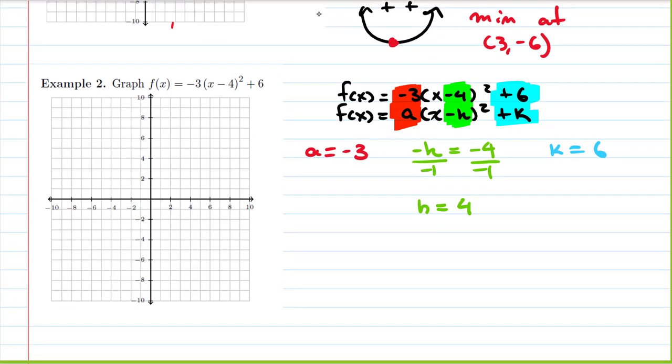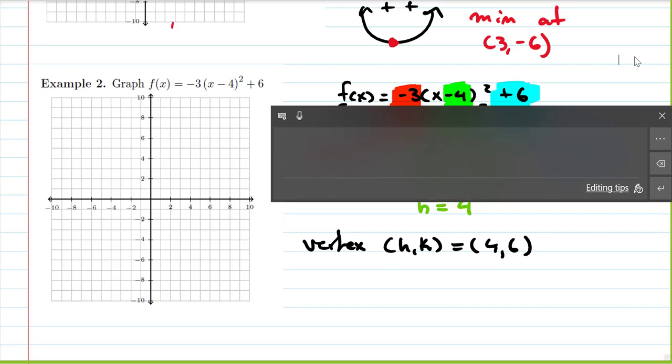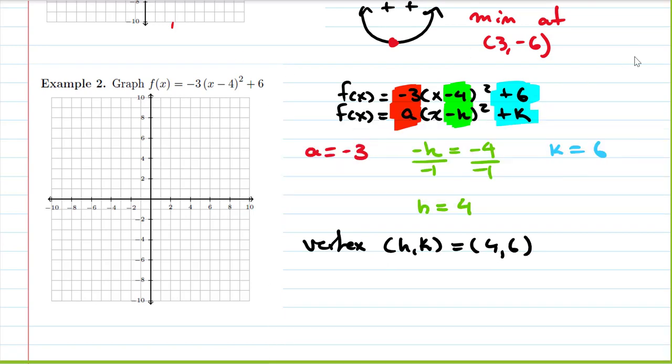I can use this to graph, because I know my vertex is located at h comma k, and in this case that is 4 comma 6. So I go to my vertex at 4 comma 6, and I know that my axis of symmetry has to go through my vertex. So I'm going to go 1 unit to the right, but now I'm going to use my a value. So I go 1 to the right, but what's my a?